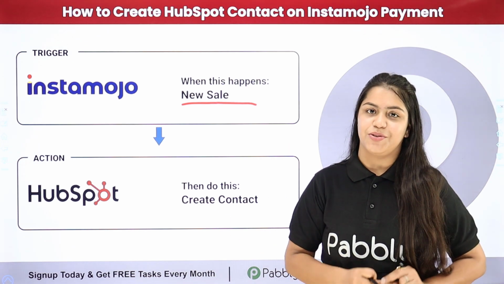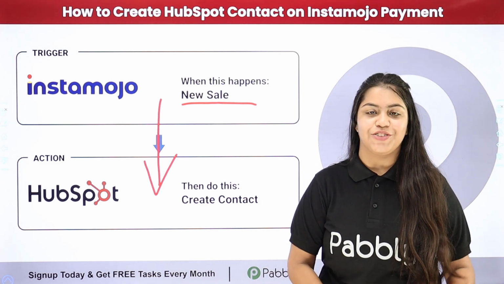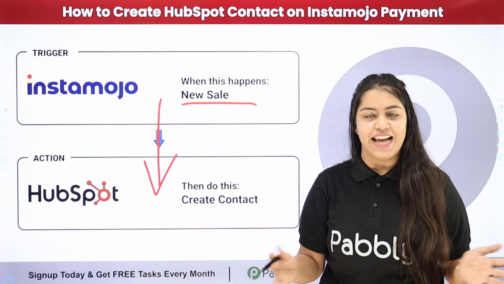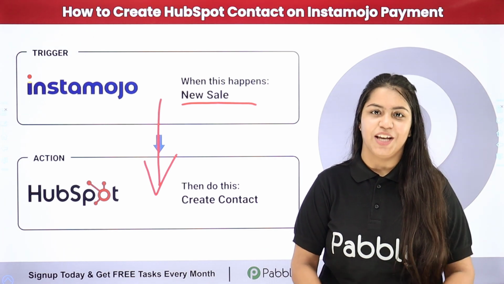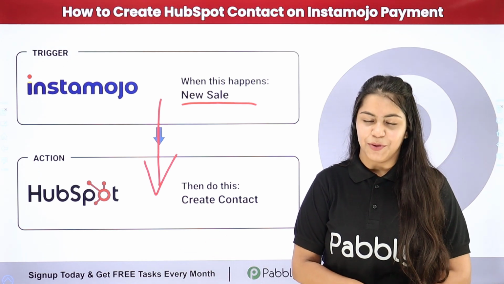So to do this, we are going to create a connection between Instamojo and HubSpot. To create this connection without knowing any programming or coding language, we are going to use Pabbly Connect. It is an amazing automation software. So do you also wish to learn this process step by step? Then let me take you to my computer screen.